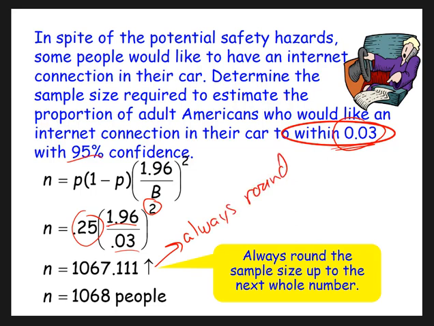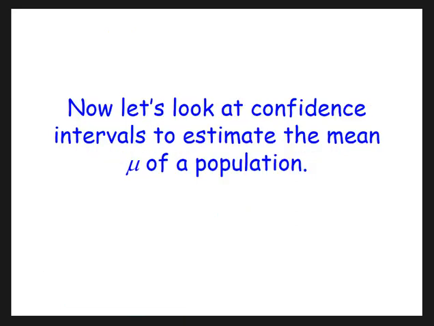So that's going to give us a sample size of 1068. That is the smallest sample that we can take that would give us relatively guaranteed, at 95% confidence, to be within 0.03 of the population proportion.